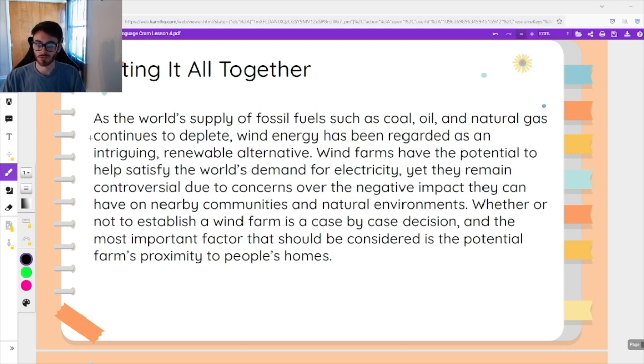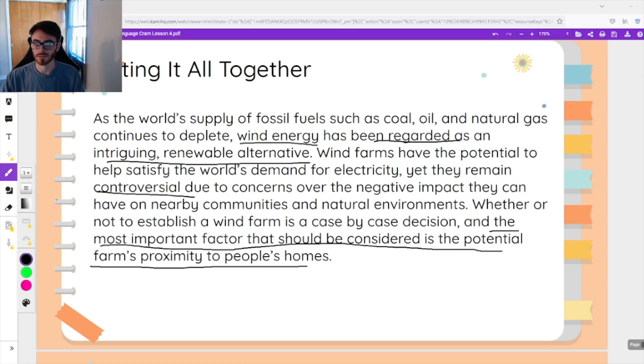First 2 sentences introduce the topic, right? I talk about wind energy being regarded as an intriguing alternative. Then I go on in the second sentence to talk about how they're controversial. And then in the third sentence, I present my thesis statement. The most important factor is the farm's proximity to people's homes. Yours doesn't have to look exactly like this, but it should follow the same formula, right? Introduce the topic, give some background information, then launch your thesis statement as the last sentence here.